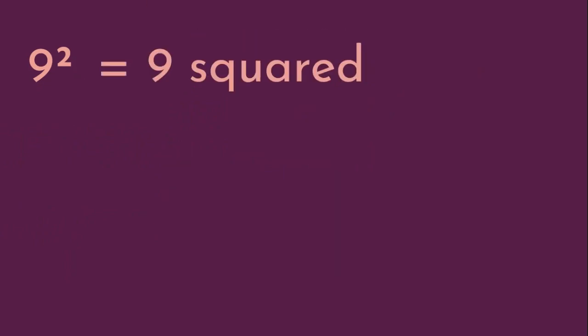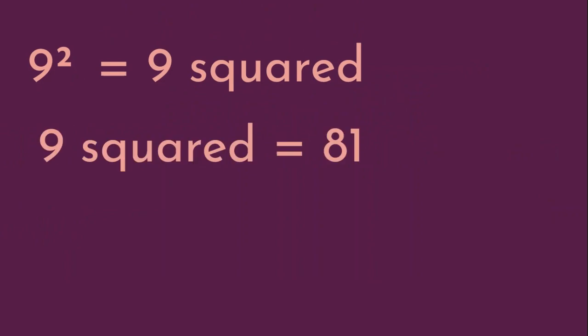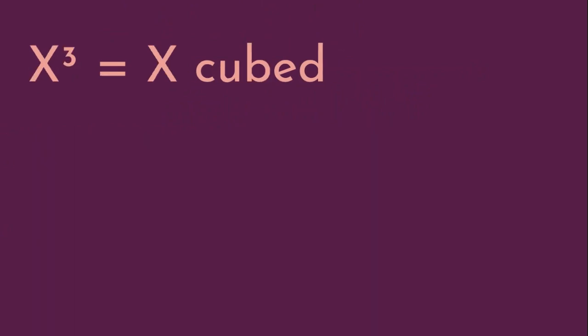Any number to the power of 2 can be known as a number squared. 9 squared would be the exact same as the equation 9 times 9, which would be 81. Before we move on to another example, if you make a number to the power of 3, you can say the number and then say cubed.